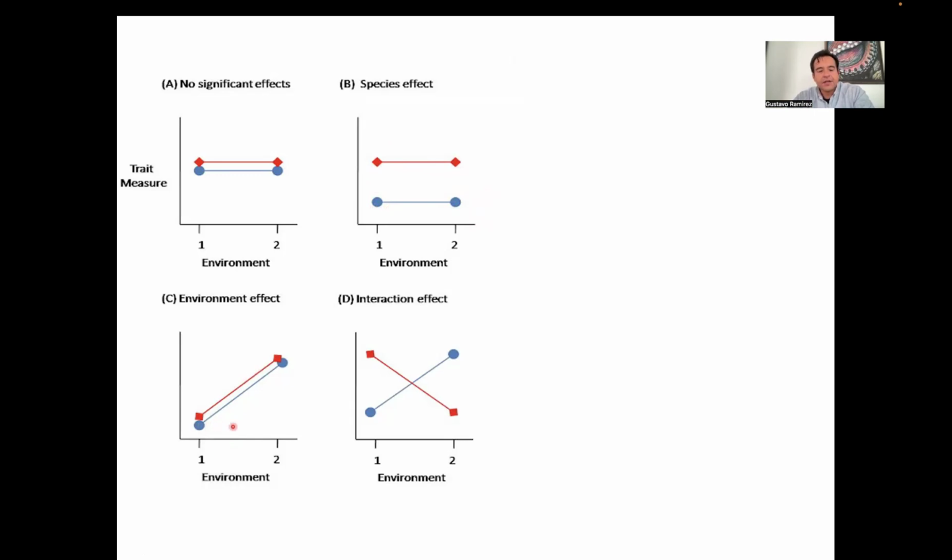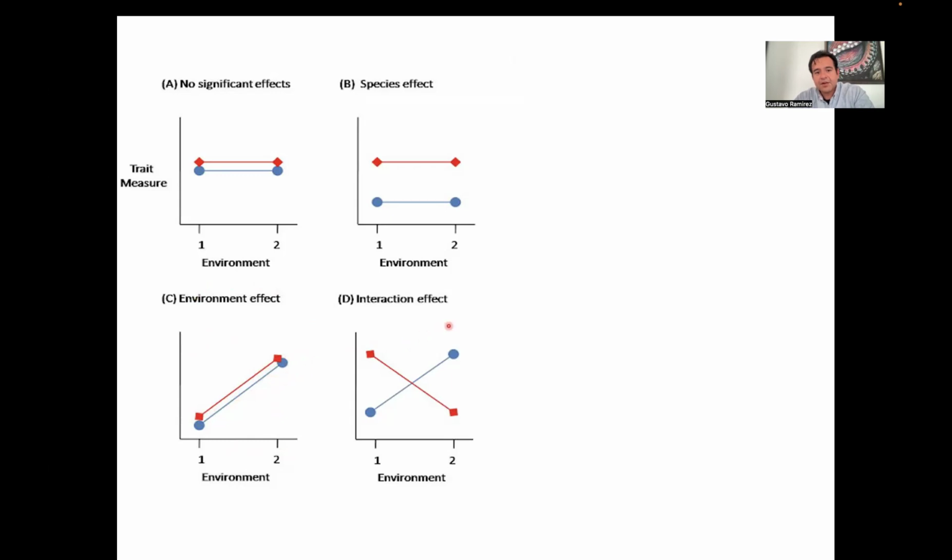Conversely, here we have more or less the same mean for, I guess we're talking about two species now. Red and blue are different species. We have the same mean for both of those colors in environment one, and the same mean for both of those colors in environment two. But those means are different from each other across the two environments. So that would be an environmental effect.